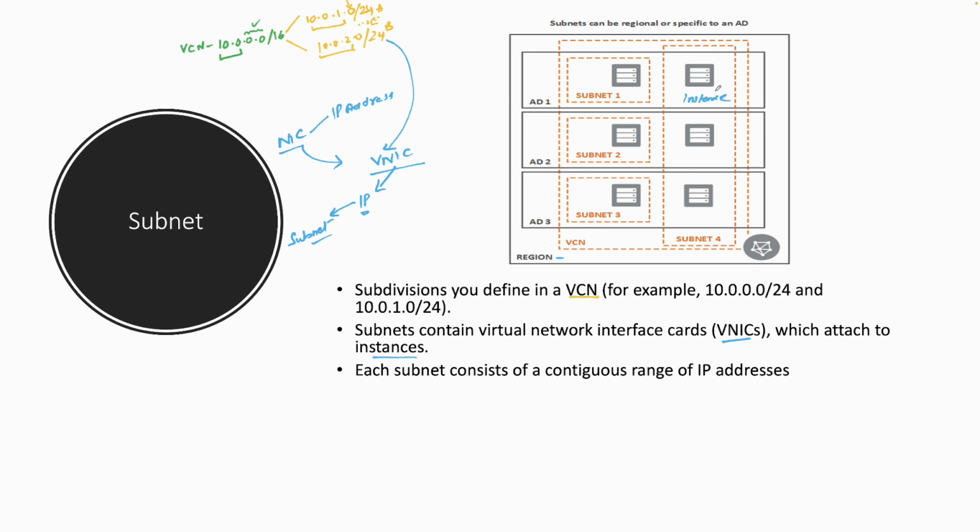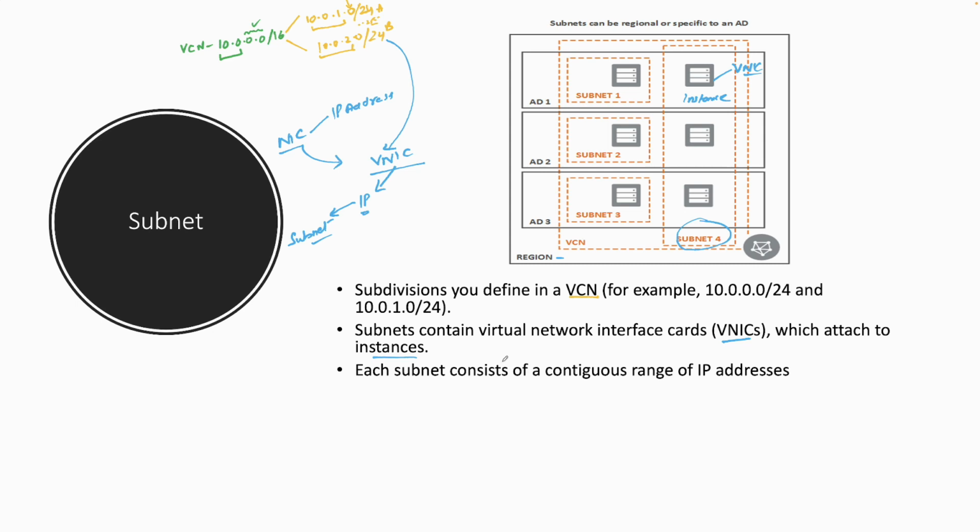And this instance would be having a VNIC associated with it, and that is what it is trying to say here, that subnets contain the VNIC cards. So a subnet contains the VNIC card which attaches to the instance. This VNIC is attached to the instance, and this instance is actually associated to, let's say, subnet 4, right? So it is different from the other subnets. That's quite important, that subnets will contain the VNICs which attach to instances.